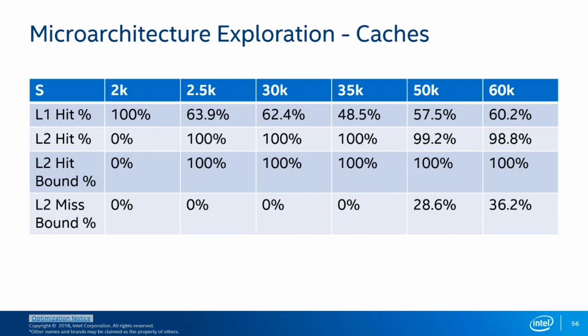So we can essentially see our hypothesis confirmed. Going past 2K elements, we see a decrease in our L1 hit ratio, and once we get past 35K, we start seeing decreases in our L2. The L2 hit bound ratio is 0 here. Well, that makes sense because we fit into L1. We don't need to go into L2. But you'll notice that our L2 hit bound stays 100% past that.